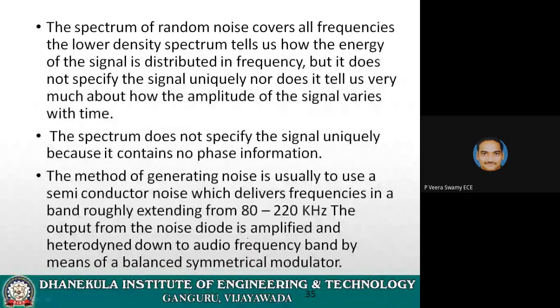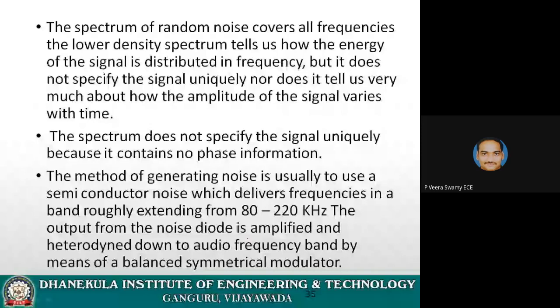The spectrum of random noise covers all frequencies. The power density spectrum tells us how the energy of the signal is distributed in frequency, but it does not specify the signal uniquely, nor does it tell us very much about how the amplitude of the signal varies with time. Of course, that is based on white noise, and the frequencies and their amplitudes are both equally correlated.